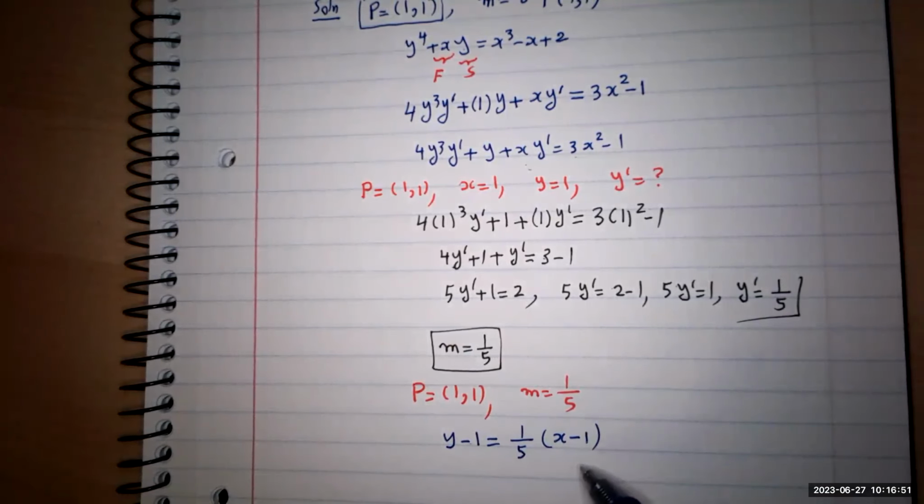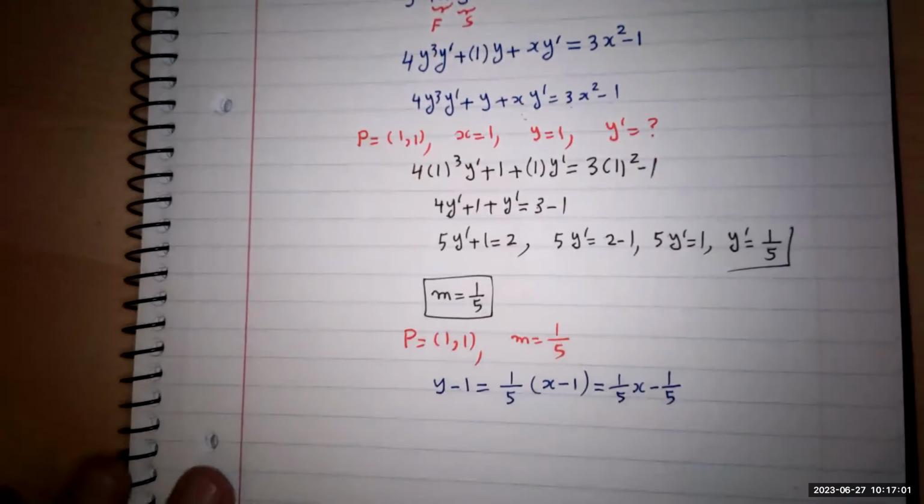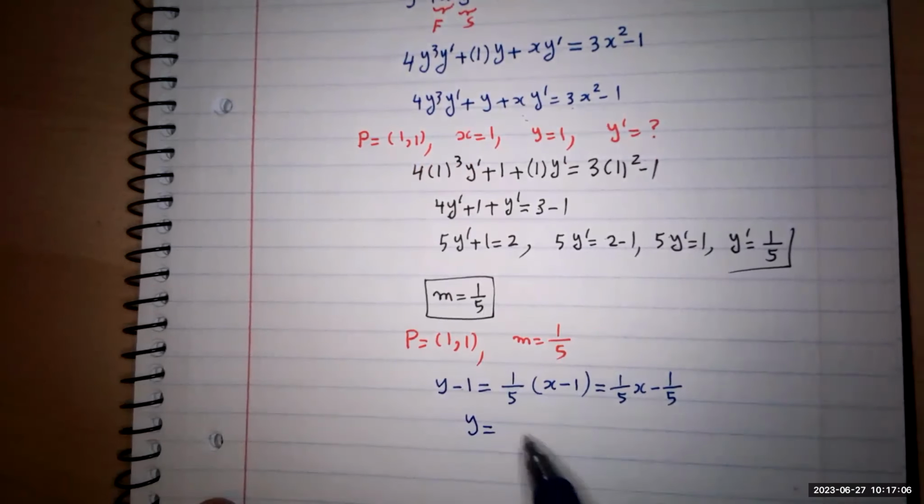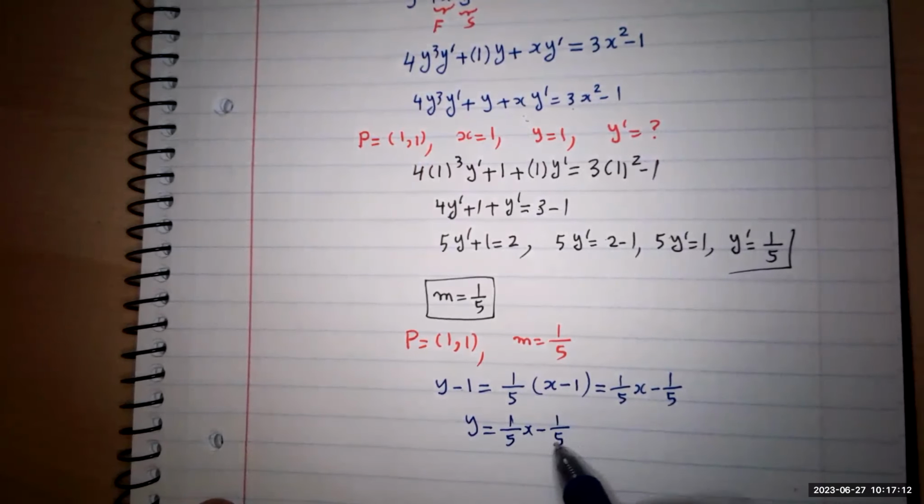You have to solve this one for y. So we distribute it, it's going to be 1/5 of x minus 1/5. Add 1 to both sides and simplify. So that gives me y equal to 1/5 of x minus 1/5 and plus 1.